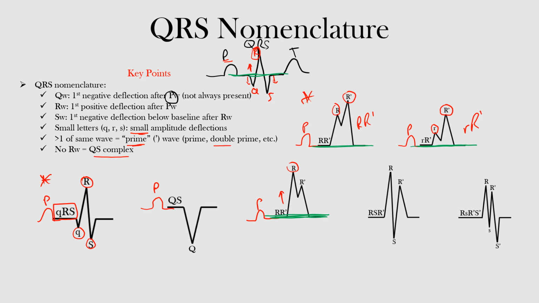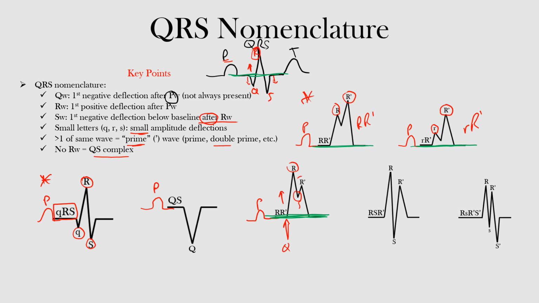And next, notice again, in all these, we have no Q wave present, right? There's no negative deflection. So if this were to go below baseline, that would be an S wave and not a Q wave, because the S wave is the first negative deflection after the R wave, okay, not after the P wave.